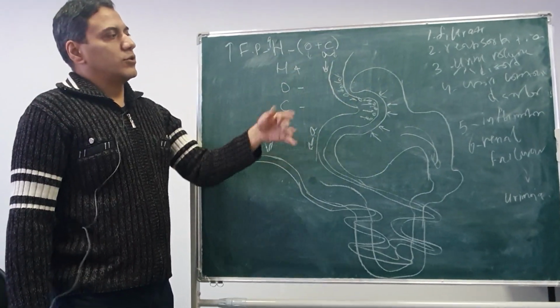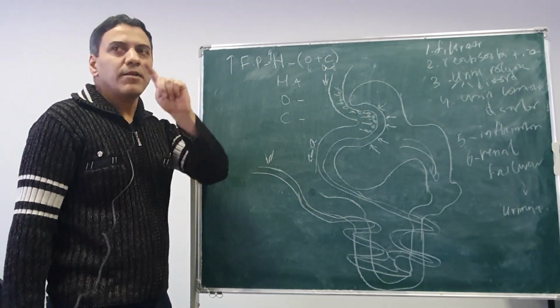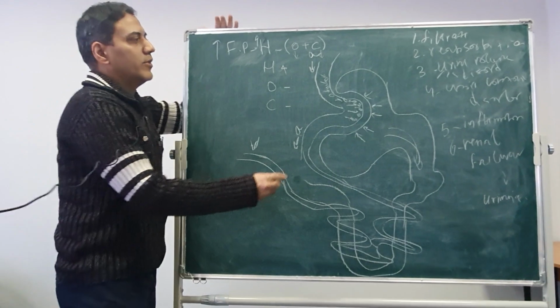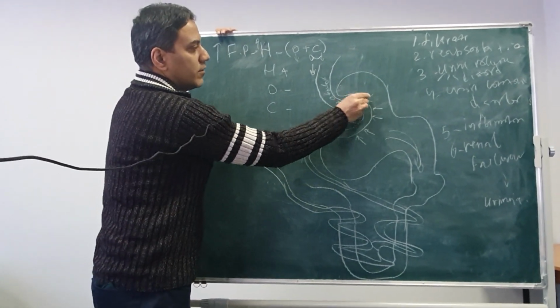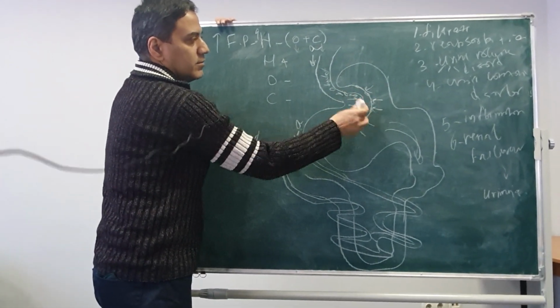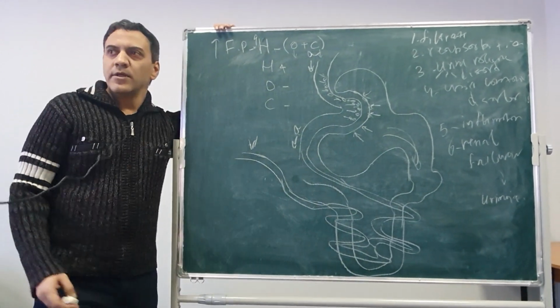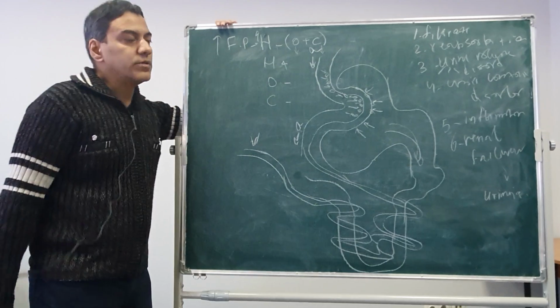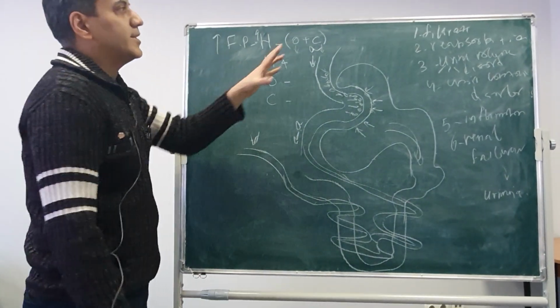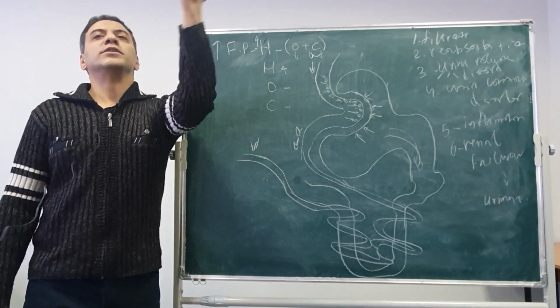Hyperfiltration could also be due to what? When the permeability of the basal membrane of the capsule becomes high, in some inflammatory processes. High permeability. Understood? This is about hyperfiltration.